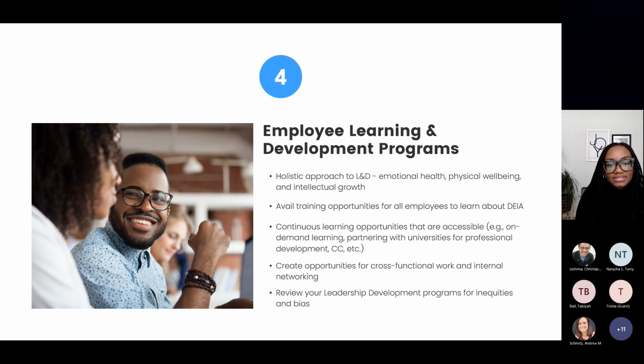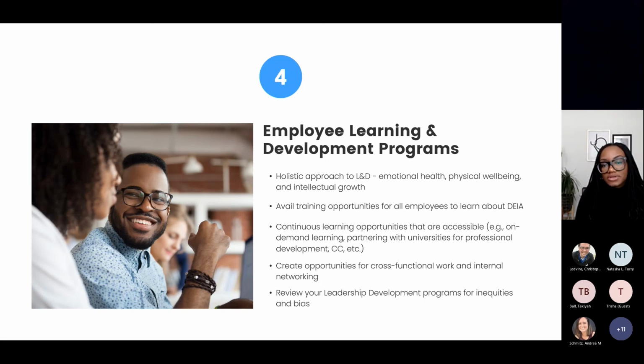And then lastly, for this, review your leadership development programs for inequities and bias. When you look at your organization's emerging leaders programs or leadership development programs, who are the majority of the populations that are going through those programs? Question yourself on why there may be, if there are, certain populations who are always represented in your emerging leaders group, or your leadership program.